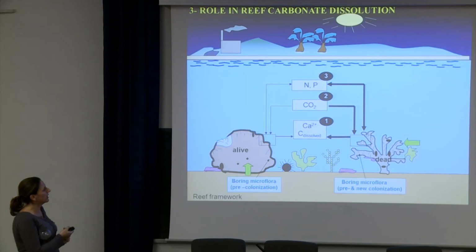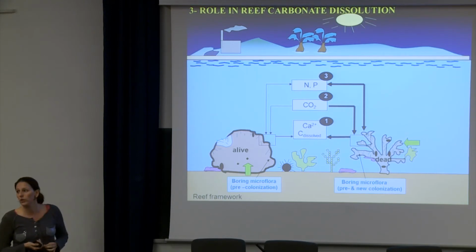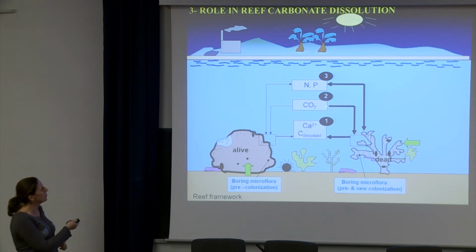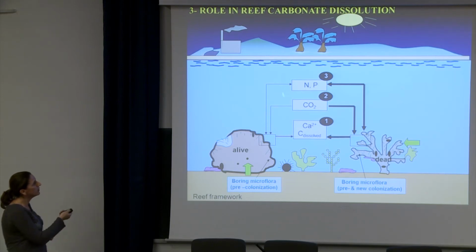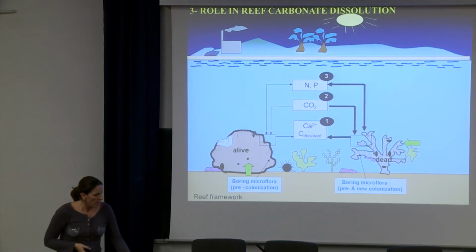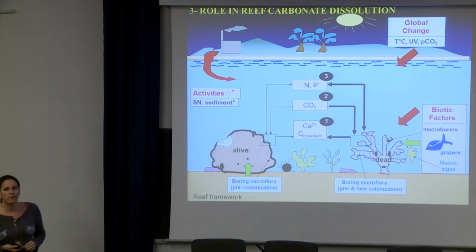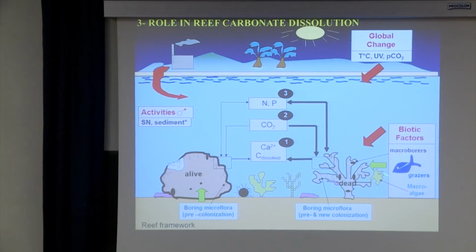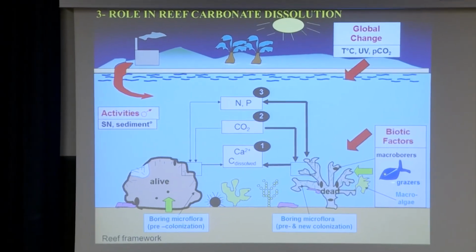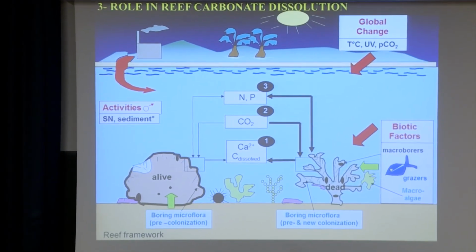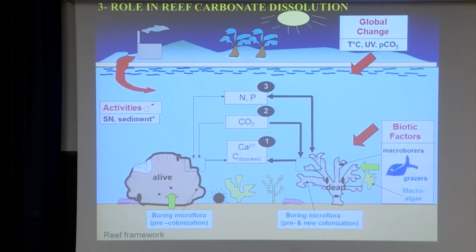And they play a role in carbonate dissolution, but they are also important primary producers, so playing a role in the carbon cycle and even in the nutrient cycles. And of course, they can be influenced by various factors, such as biotic factors. One of them, which is a really important factor, is the grazing pressure on those photosynthetic organisms, human activities such as pollution, sedimentation, and of course global change factors such as ocean acidification that I just showed you.